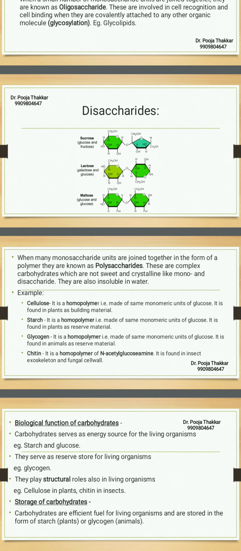When many monosaccharide units join together, they form a long chain or a polymer called polysaccharide. These are complex carbohydrate molecules which have exactly different properties than the monosaccharides. You can say they are not at all sweet, they are not at all crystalline like monosaccharides, and they are completely insoluble in water. Okay, now what are the examples?